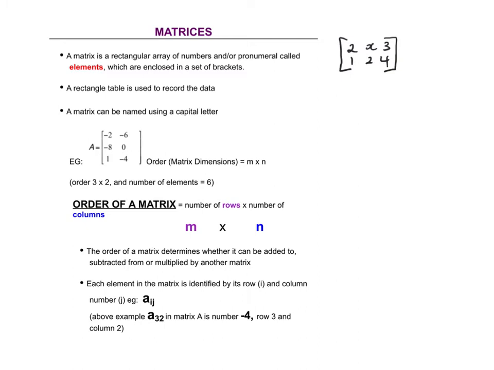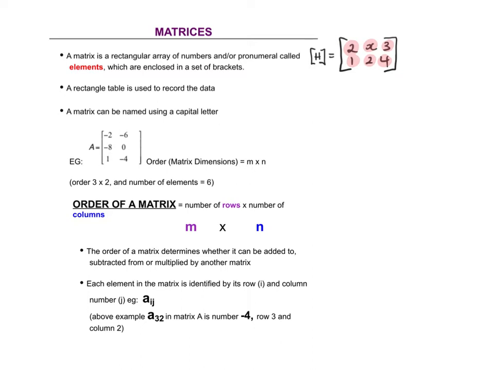Each of these little numbers is called an element. If you look at this matrix I just wrote there, it has 6 elements, okay? We use this for displaying information, so we use it to record data. We often label our matrix with a capital letter. I might call this one matrix H, and I'll just say matrix H equals this. So that's what they mean by that.